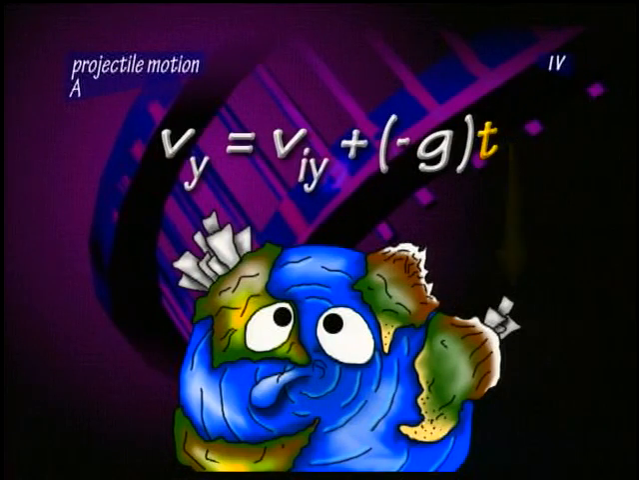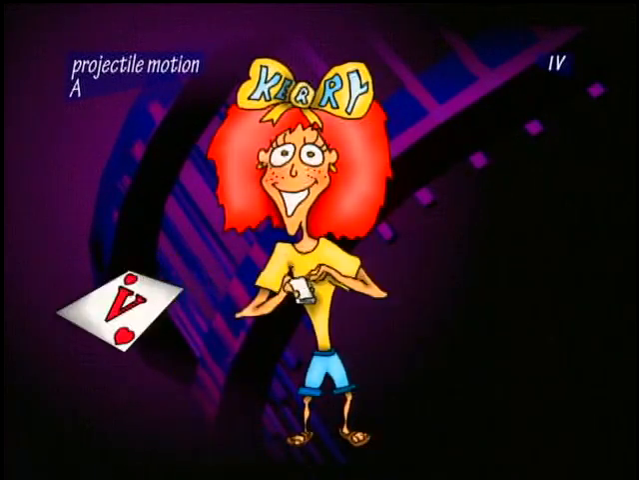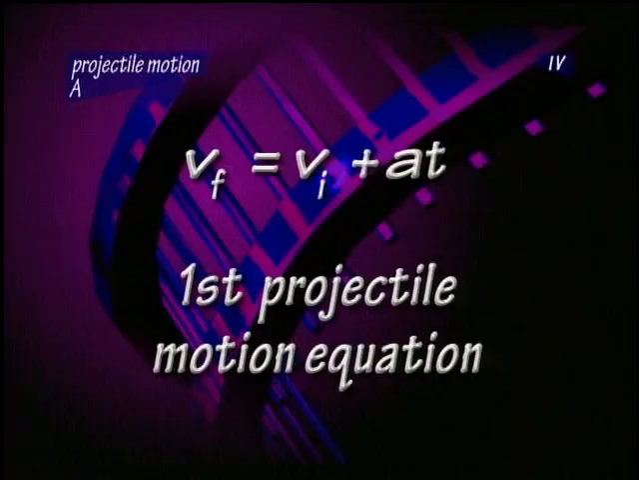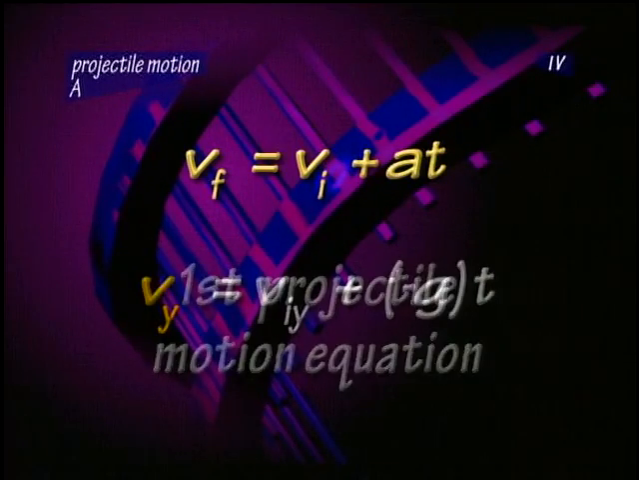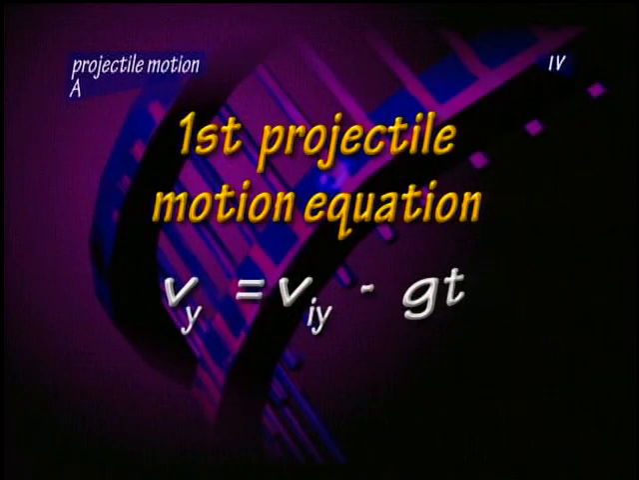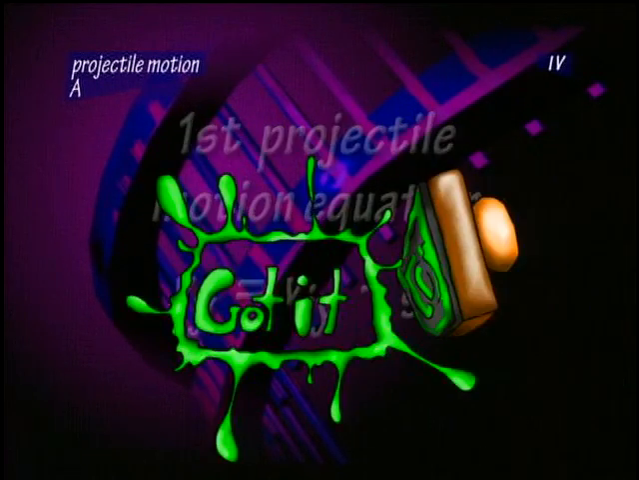goes downward, times time. So, since we're only dealing with velocity in the y direction, to get our first projectile motion equation from our VVAT equation, substitute v sub y for v sub f, v sub iy for v sub i, and negative g for a. Then we get our first projectile motion equation. V sub y equals v sub iy minus gt. Got it?